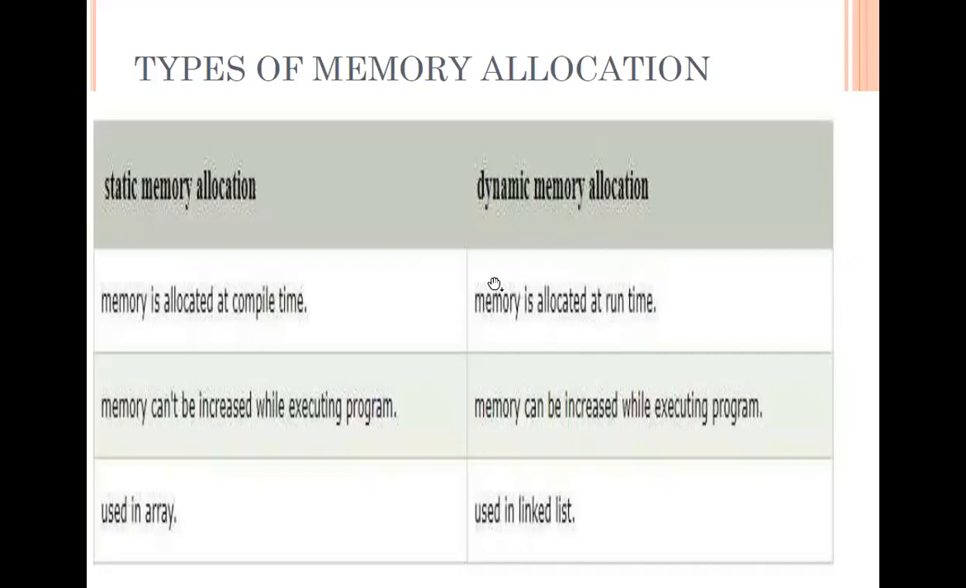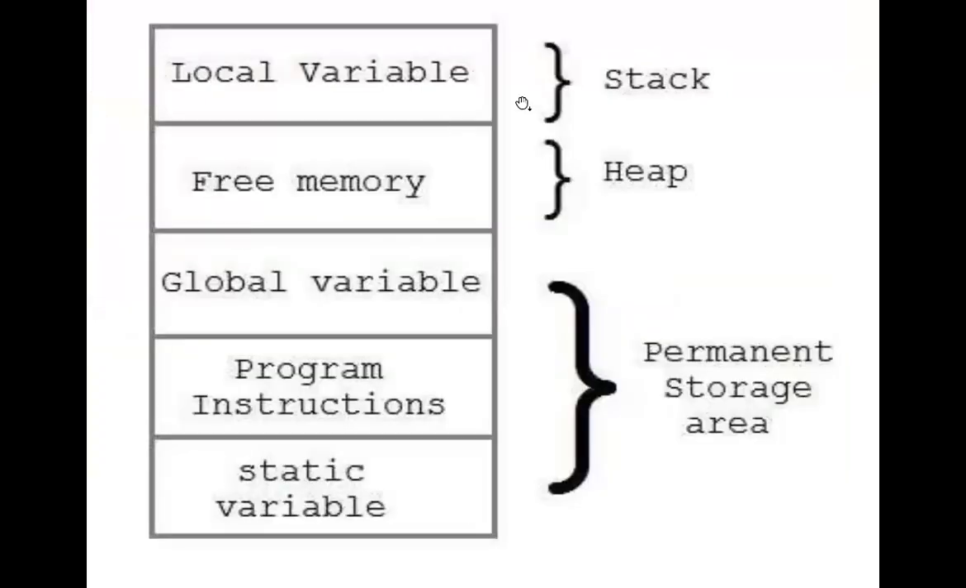All memory allocation will be of two types. One is called static memory allocation. The second one is called dynamic memory allocation. Static memory allocation is the memory allocated during compilation time, that is, whenever you type cc programname.c. During compilation time this static memory will be allocated. Static memory will be allocated in the stack, as I showed you earlier. Static memory allocation will come from the stack. Dynamic memory allocation will come from the heap.